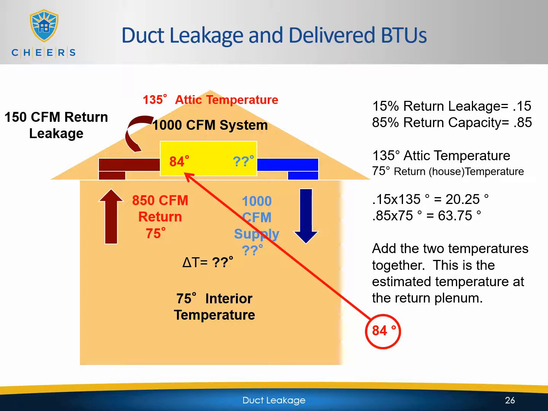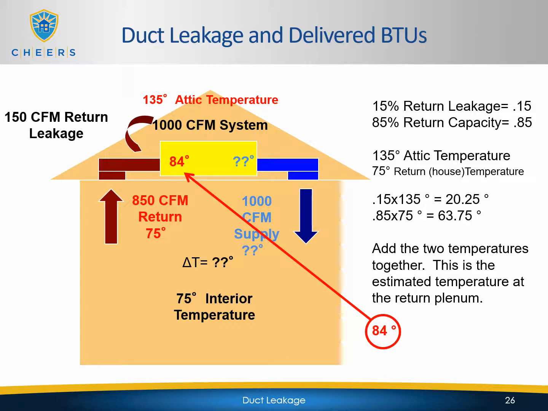We know we have 135 degrees of attic temperature, and we know we have 75 degrees of return or house temperature. So we're going to figure out what the percentage of each one of those degree differences are. So 0.15, 15%, times 135 degrees equals 20.25 degrees. We then multiply 0.85, which is 85%, times 75, which is the air from the inside of the house. So 0.85 times 75 degrees equals 63.75 degrees.